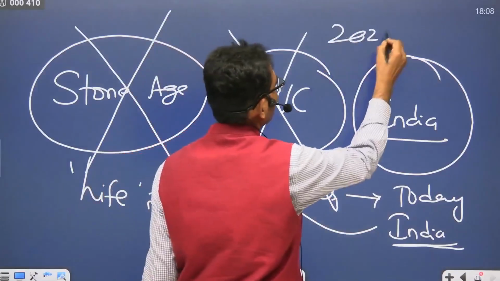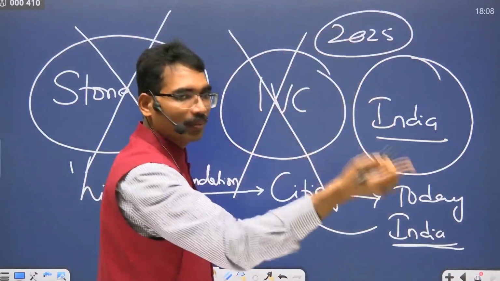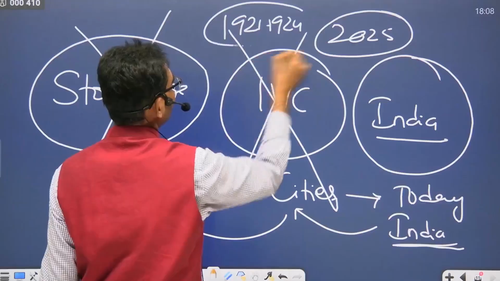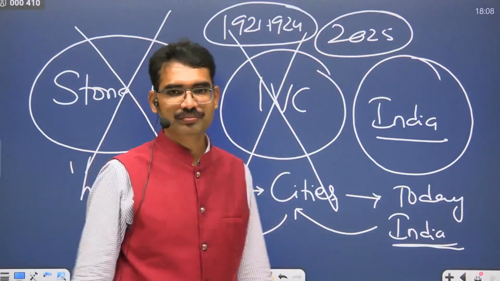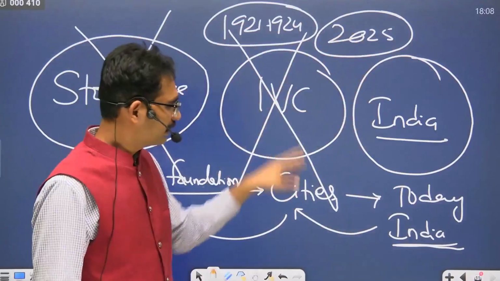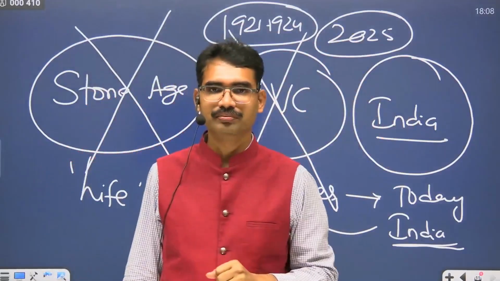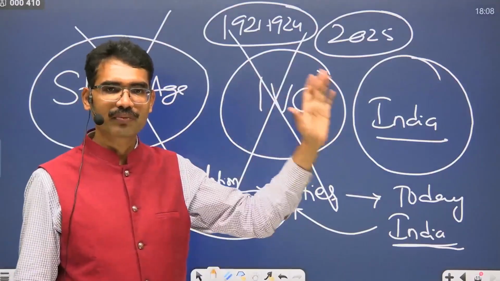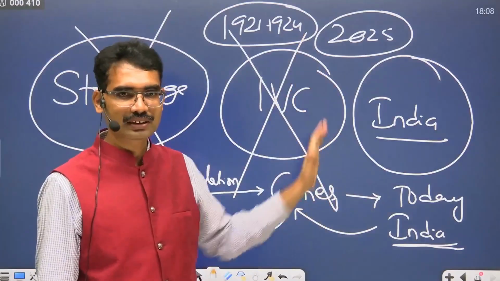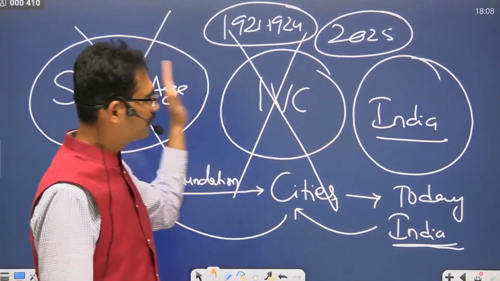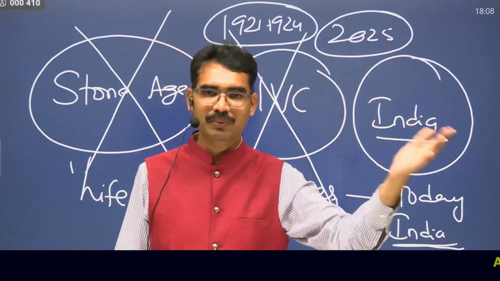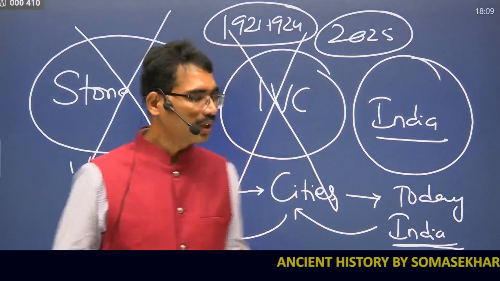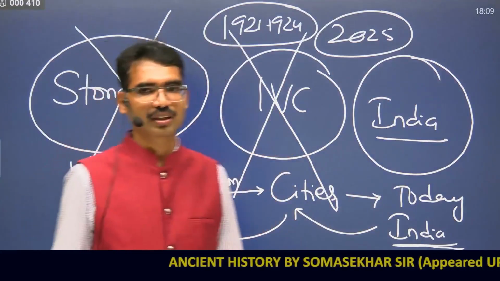we are in 2025, and almost exactly 100 years ago, in 1921-24, this Indus Valley Civilization was unearthed. So 100 years ago, no IVC, no Stone Age. They didn't know. The British came and started telling stories that Indians are uncivilized. Now, if we also don't know about this, then there is no difference between those people who became slaves to the British and us. To know about our greatness, we have to know about this also.